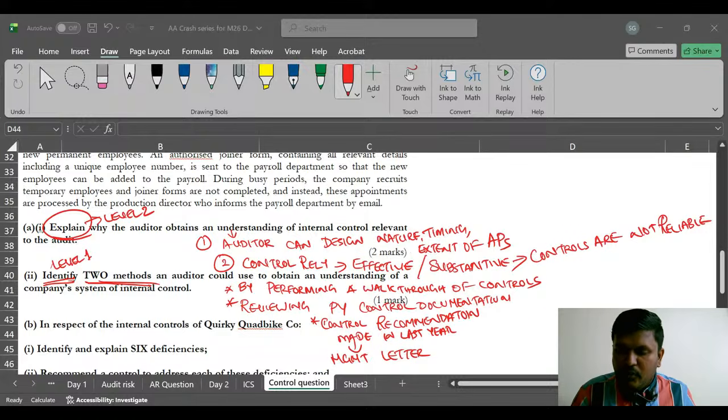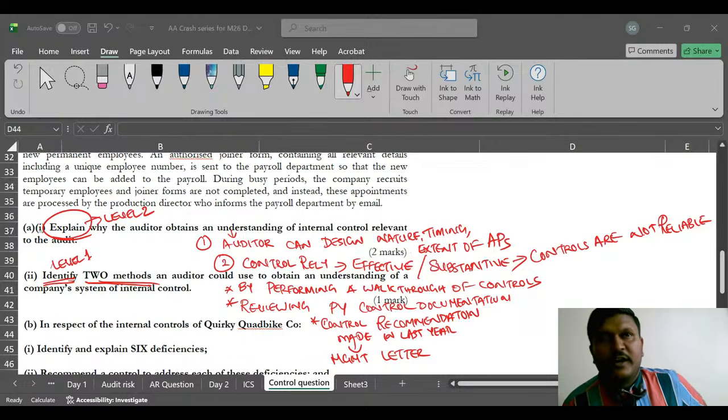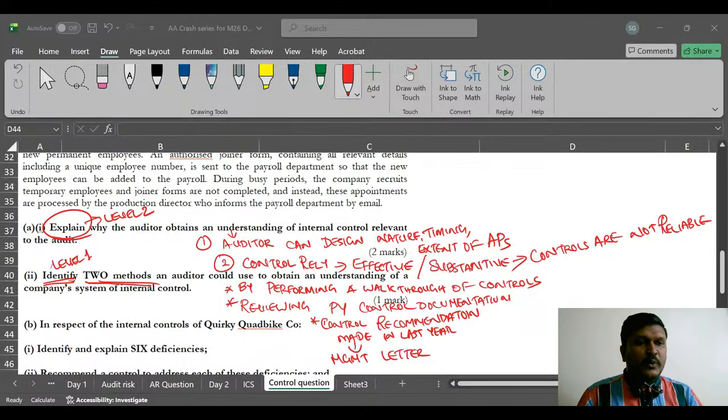Are there more points? Yes, we have more points relating to that. What all can we gain? We can review the company's own accounting and internal control systems also. That is another point. They would have made accounting manuals and policy manuals, and you can go through that. That is a 4th point you can add here.